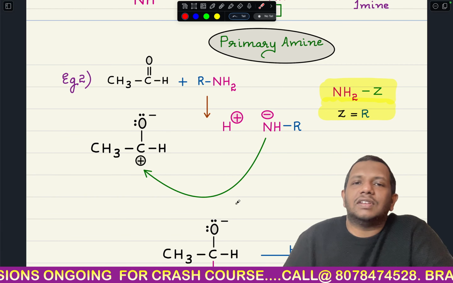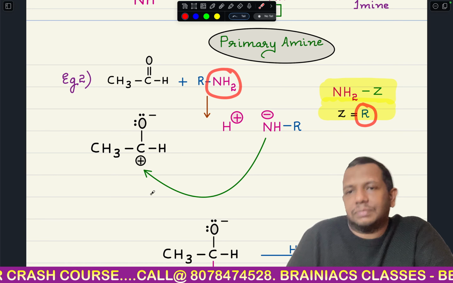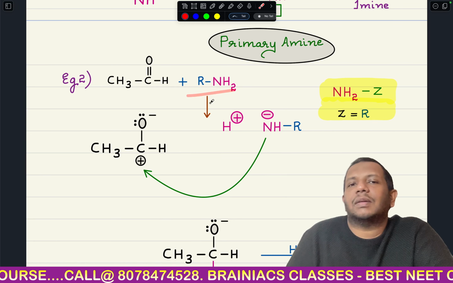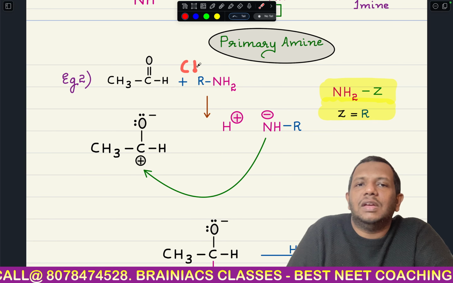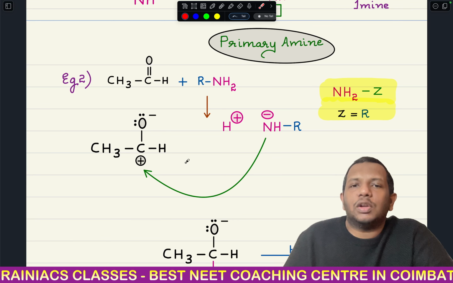So primary amine, what is the difference? In ammonia, one of the hydrogens is replaced with an alkyl group R. So you are getting a primary amine. Sometimes in the question, instead of R, they may give CH3NH2. Again, the mechanism will remain the same. So again, what you need to do?